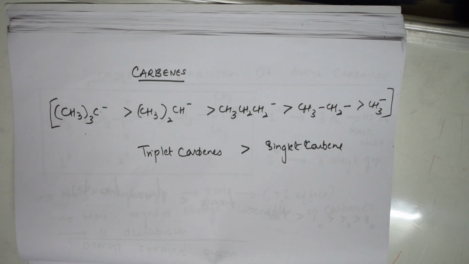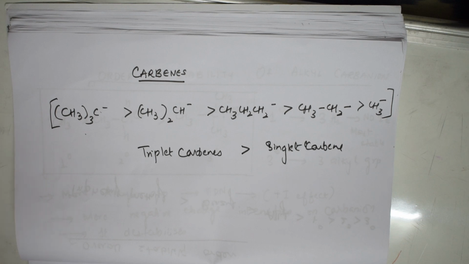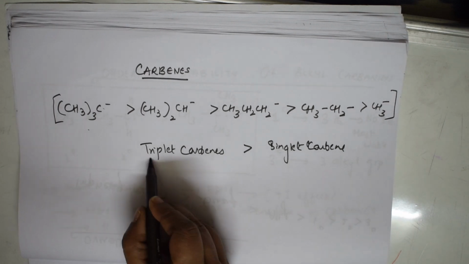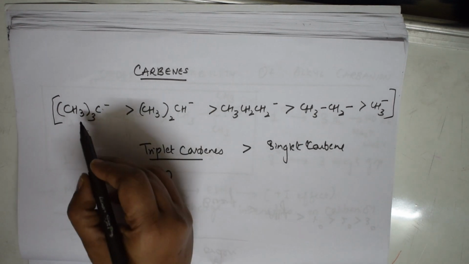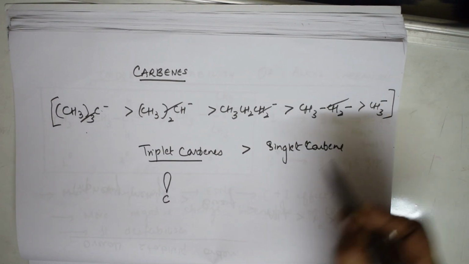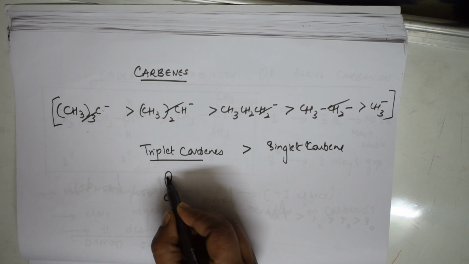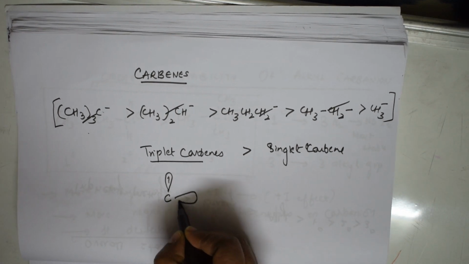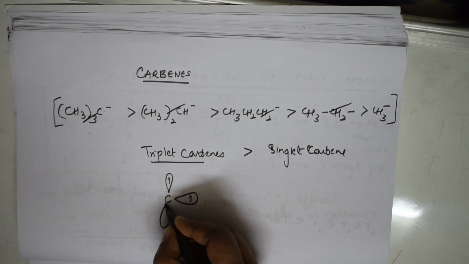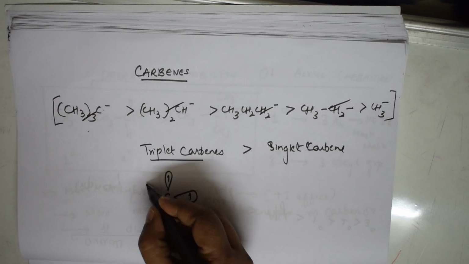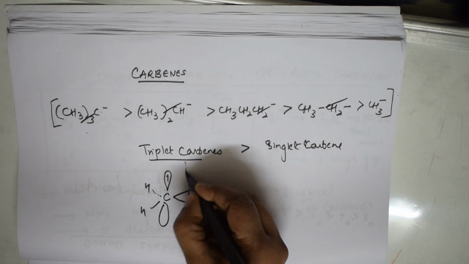So when I take triplet carbene, how does it look? As the name suggests, triplet and singlet. In the triplet carbene, there is 1 electron in each orbital, because I have to fit both the electrons, and these are the hydrogens. This is your triplet carbene.